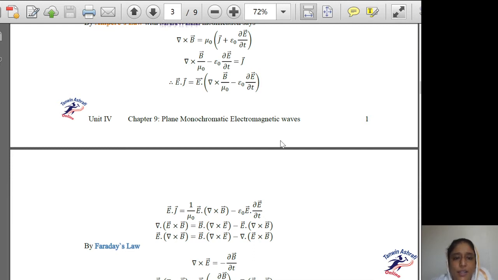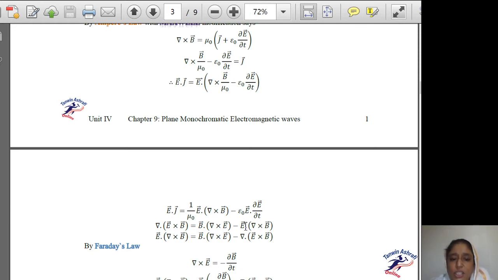If we open the bracket of the above equation, we will get 1 upon mu naught E dot del cross B minus epsilon naught E dot del by del t of E. Now, for the term E dot del cross B separately, from what we have already learned through vector algebra and divergence, del dot E cross B is equal to B dot del cross E minus E dot del cross B.